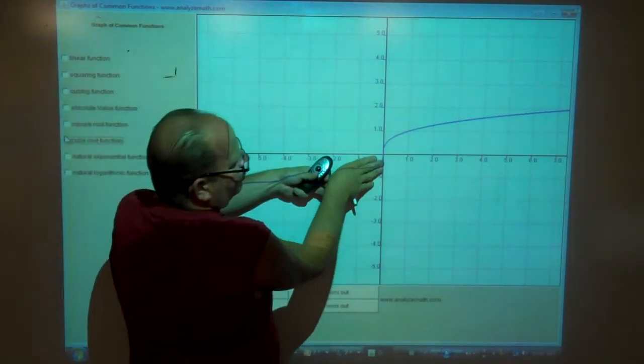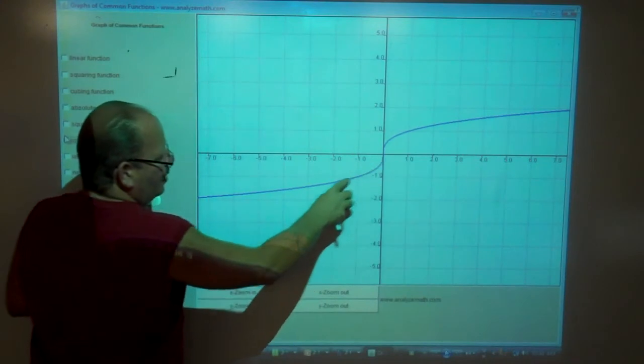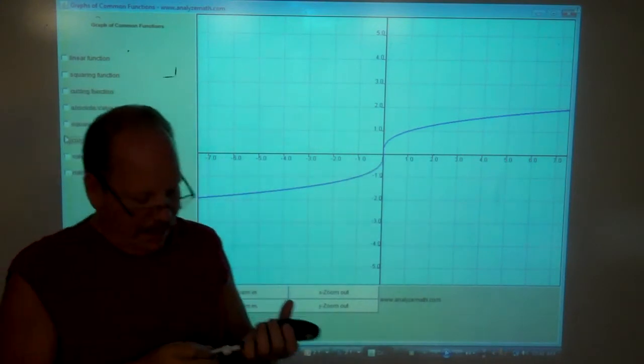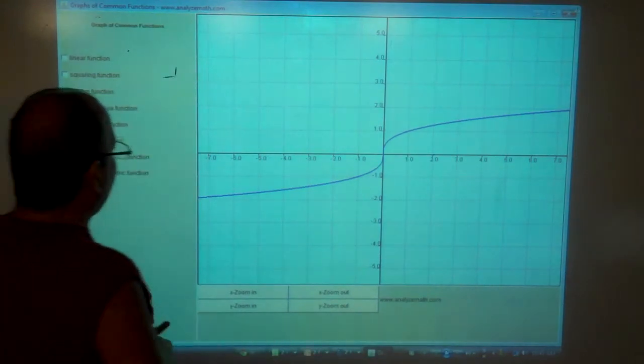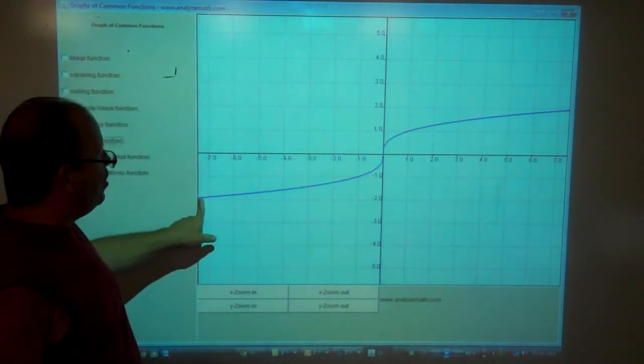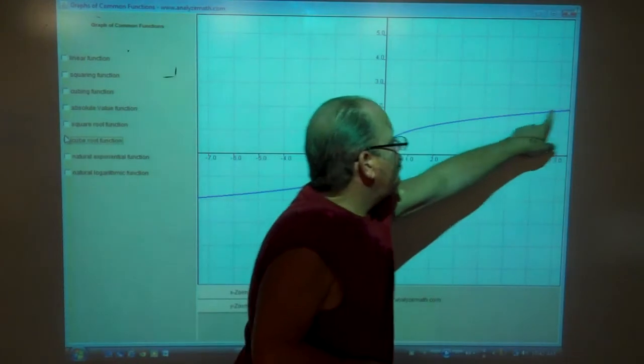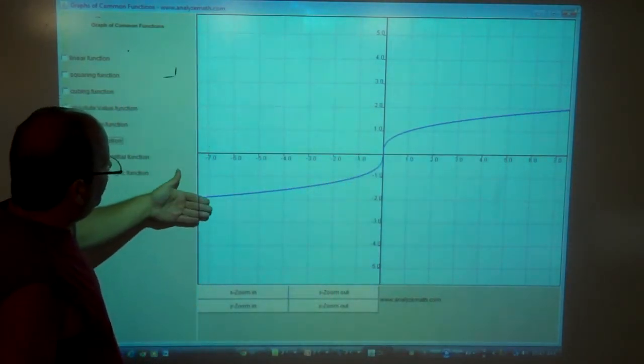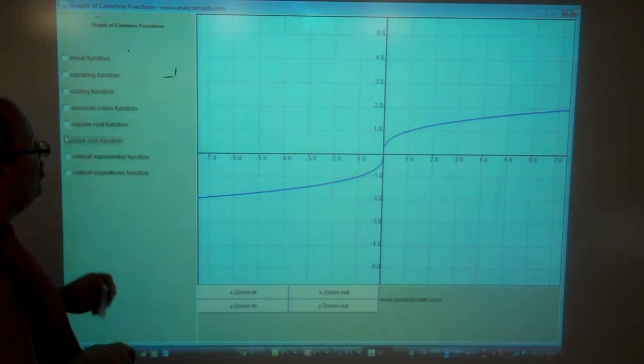Similar to the square root function, but notice we have a negative side. And if we remember our domain and our range, we can see that the domain is going to be all real numbers for the cube function. And it's going to be all real numbers for the range as well.